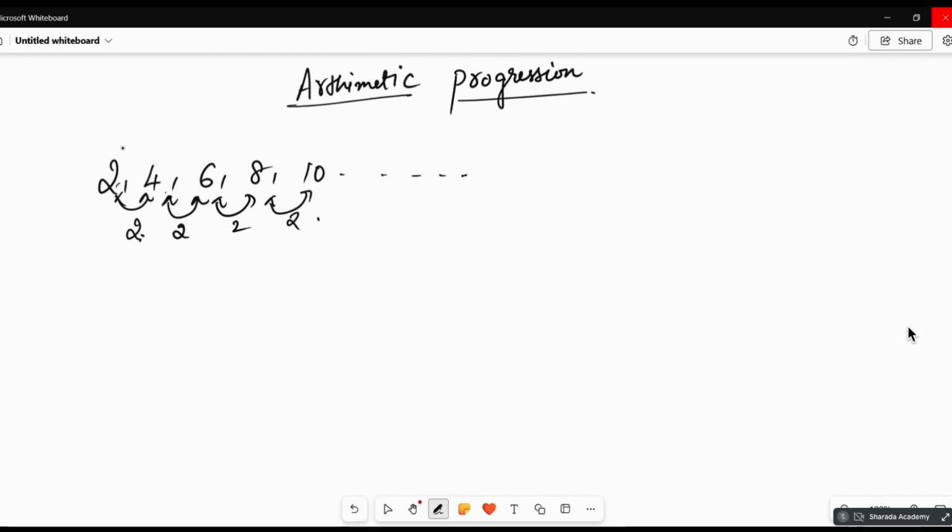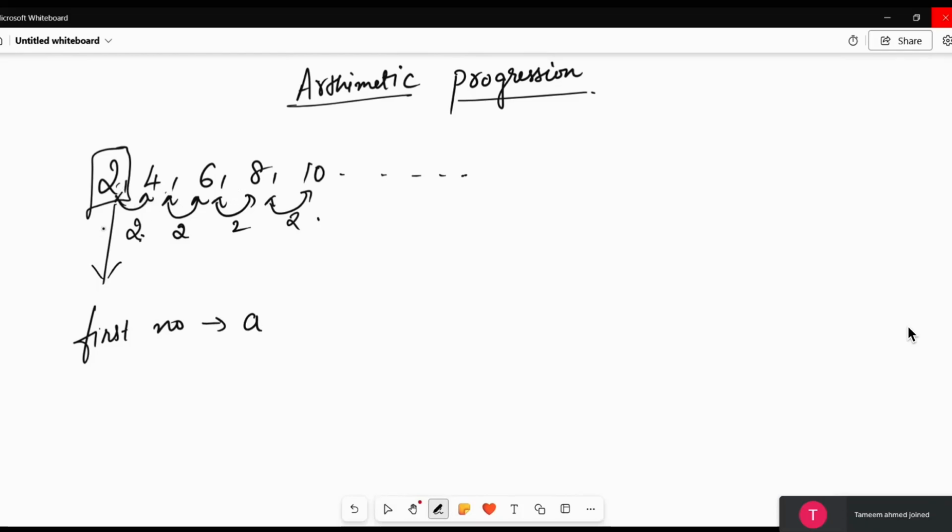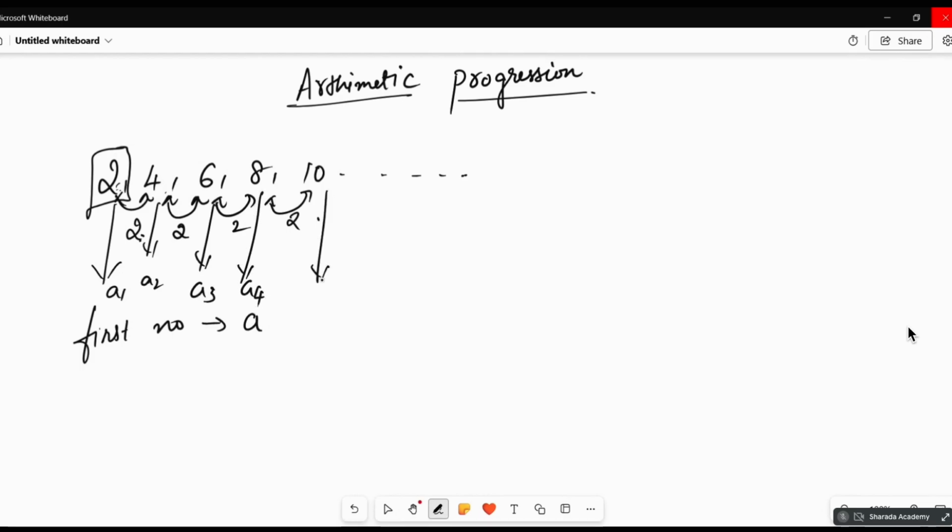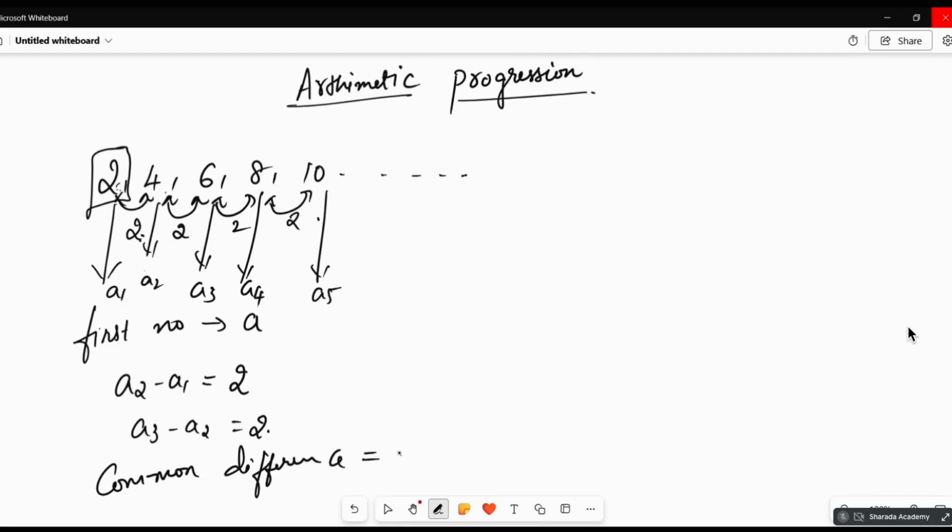Okay. And this is the first number in the arithmetic progression here, so we call it A. You can also call it A1, this is A2, A3, the third number, this is the fourth number A4, and this is the fifth number. So A2 minus A1 is equal to 2. Then A3 minus A2 is also equal to 2. So that constant difference, we call it D, or the common difference.